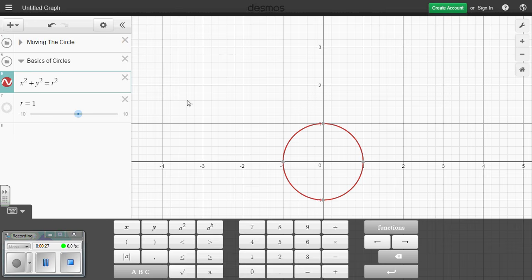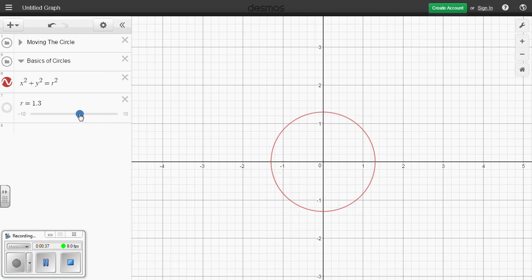Again, the r stands for radius. If you look at my circle right here, radius is the distance from the center out to the edge. So from 0 out, you can see it's 1 unit. That's why my slider here, r equals, is set to 1. If I make this bigger, my circle gets bigger. If I make it smaller, my circle gets smaller until I get into the negatives, which is a different story.